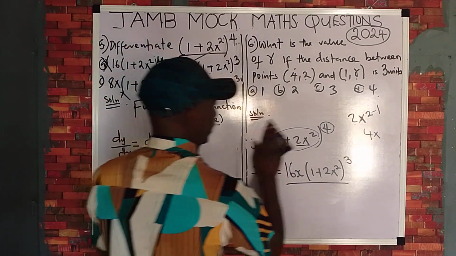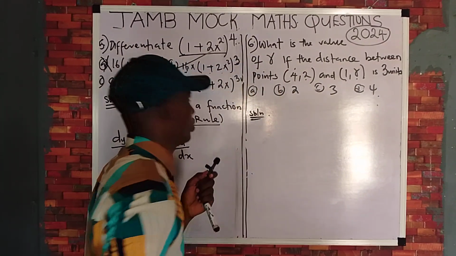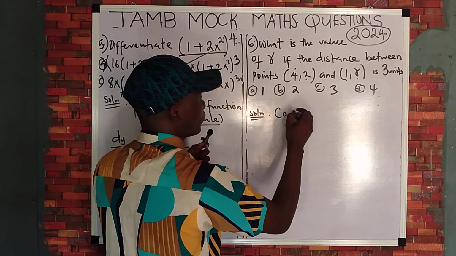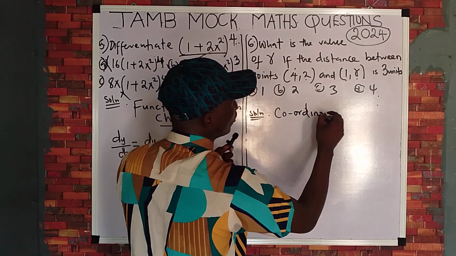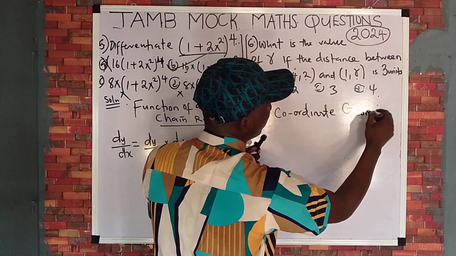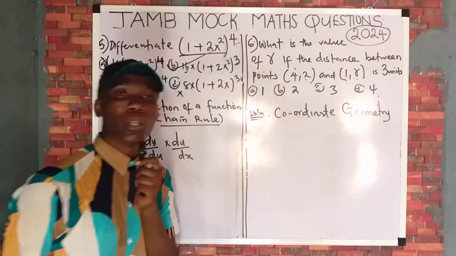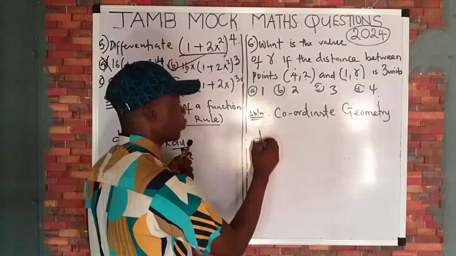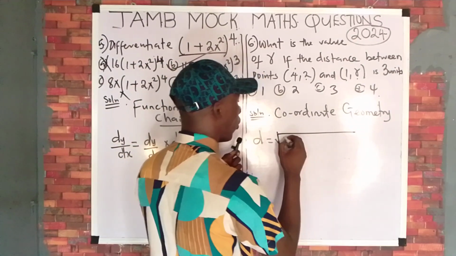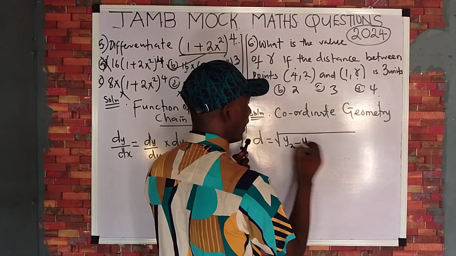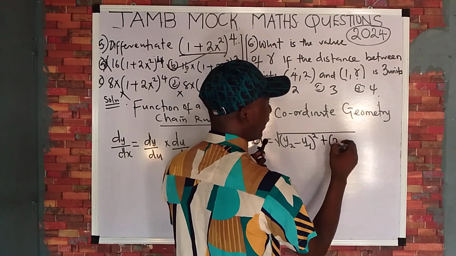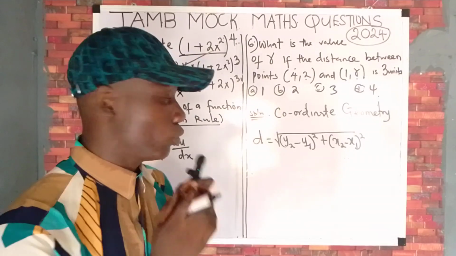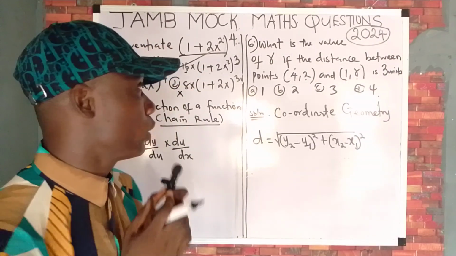Let's quickly take number 6 question. Remember that this particular question is gotten from coordinate geometry. Okay, now there's a formula that is used to calculate the distance between 2 points. The distance between 2 points is the square root of (y2 minus y1) all squared plus (x2 minus x1) all squared. This is the formula used to calculate the distance between 2 points.